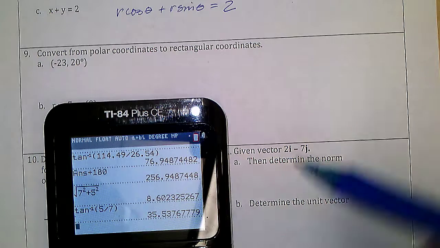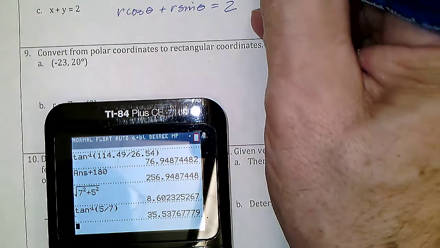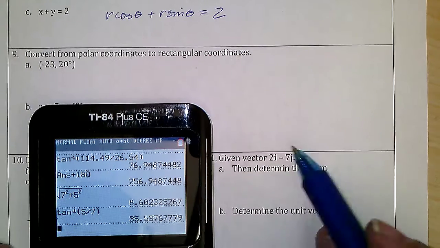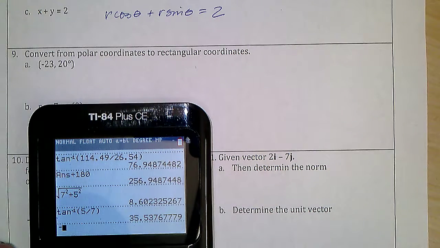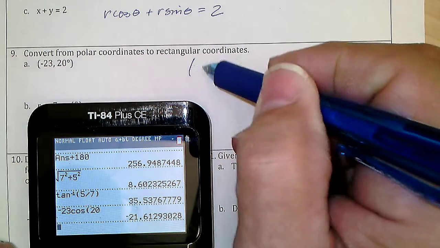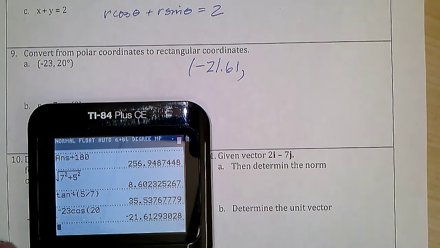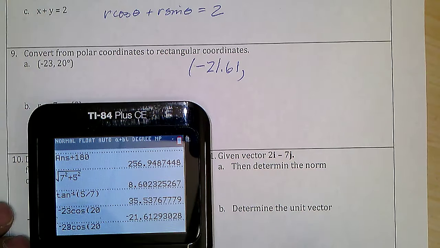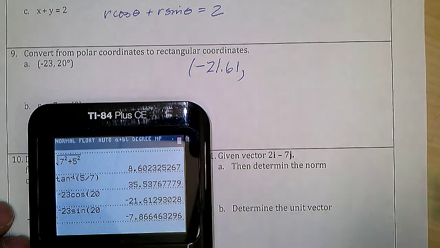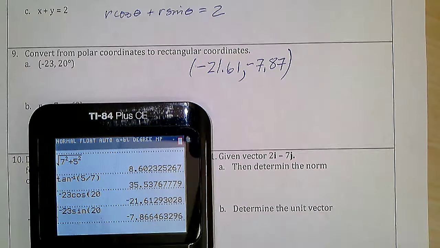Now if you're converting back to find the, this is r, theta, excuse me, up here, r, theta. Down here we're finding x, y, and that's r cosine theta, minus 23 cosine of 20 is minus 21.61 in the x direction. And with the sine, we get the y direction, negative 7.87. R cosine theta, r sine theta.